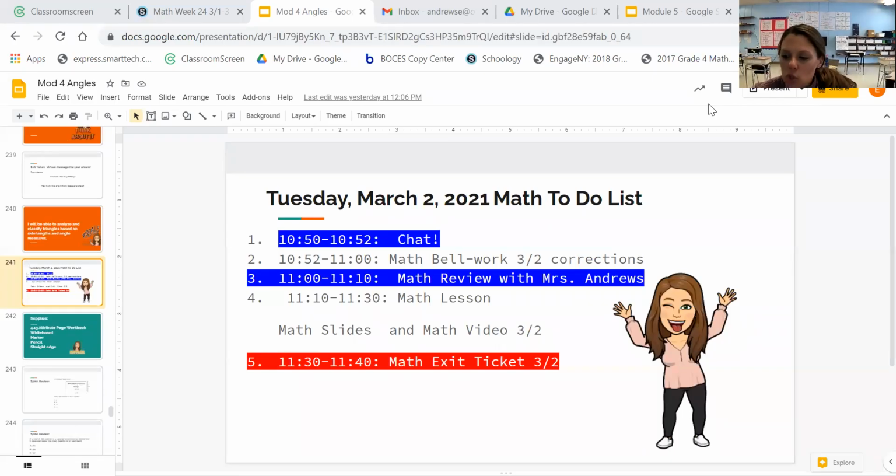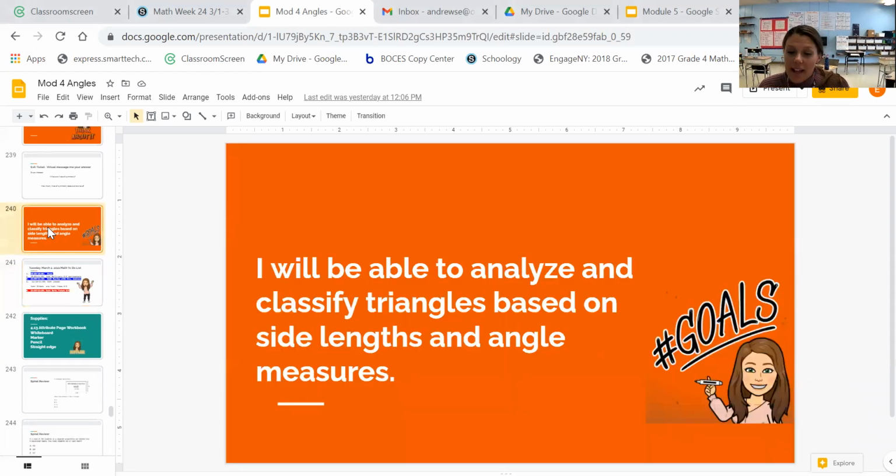Hi friends, happy Tuesday. Yesterday we focused on lines of symmetry, when you cut a polygon or shape in half, and it is a line of symmetry if they match exactly. So great job with that. Today we are going to analyze and classify angles.